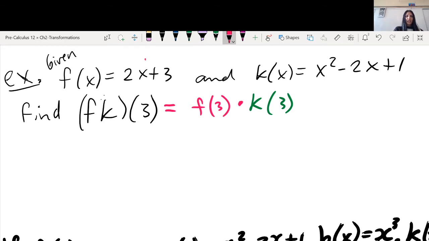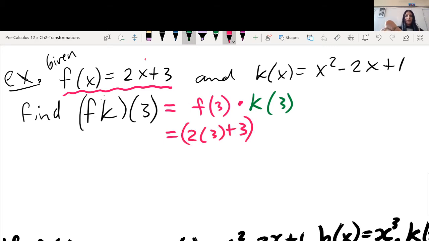So if I want to look at f of 3, I just go back to this. This is the stuff that's referring back to grade 10 stuff that you learned, and that is that you simply take the 3 and replace the x with the 3. So I would say 2 times 3 plus 3, and I would multiply that by 3 squared minus 2 times 3 plus 1.